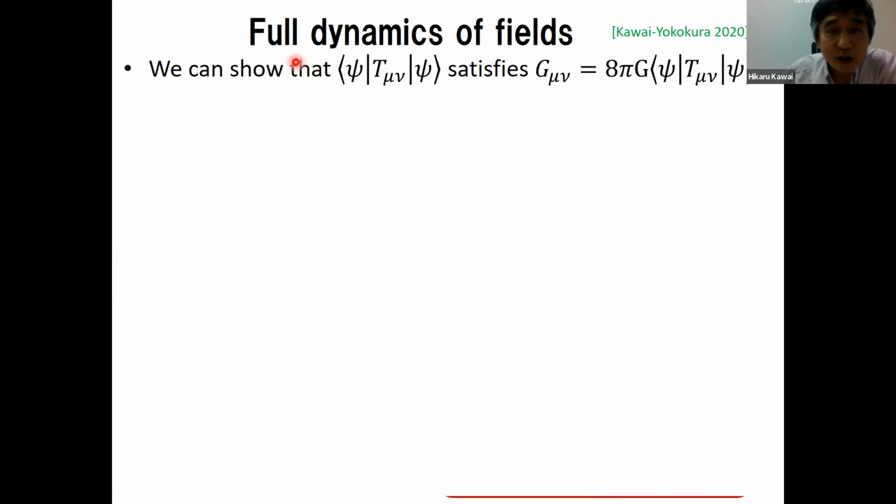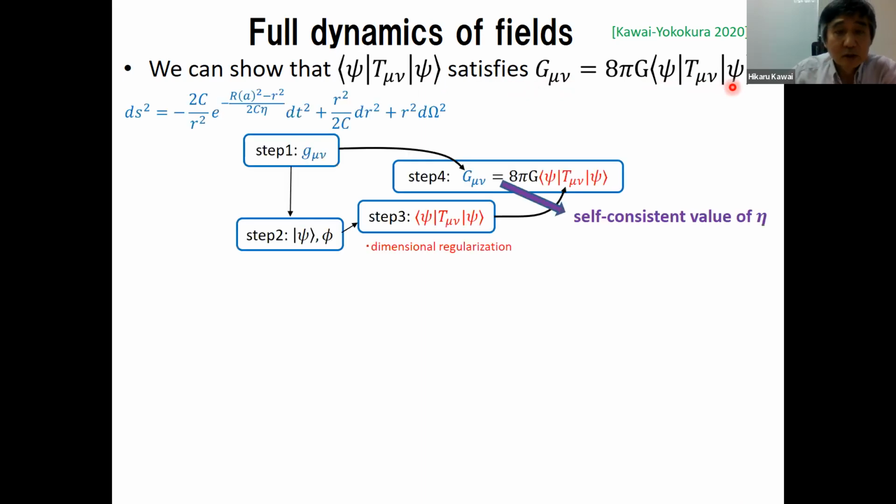And then also we can discuss the full dynamics of the field. So we can show that the expectation value of T mu nu satisfies the semi-classical Einstein equation. So this time we start from this static metric, and under this metric we consider a lower energy state psi for some scalar field phi. And then once we can find the wave function for the lower lying state, we can calculate the expectation value of T mu nu. And technically we use dimensional regularization.